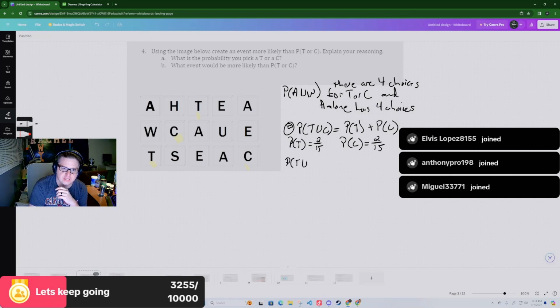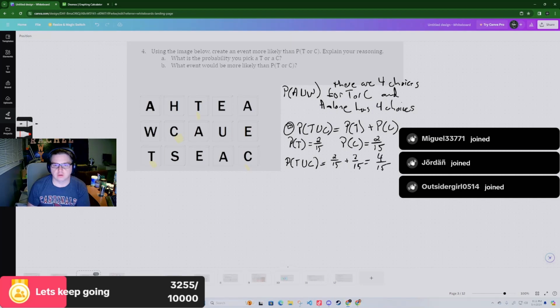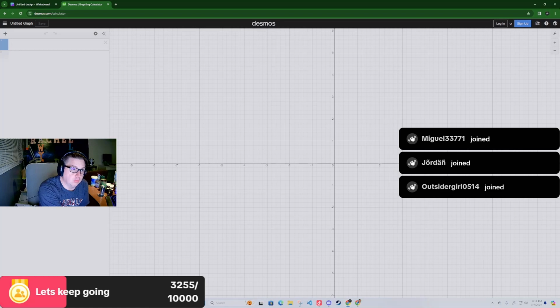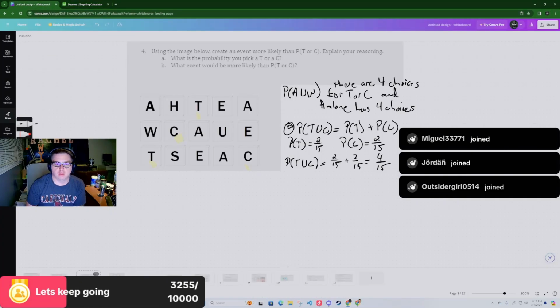Do the probability of T or C. And we're looking at 2 over 15 plus 2 over 15, which is 4 over 15. Now, this is one where I have no idea what the decimal is. It's 0.267. So this is going to be 0.267 times it by 100, move it 2 spots, and we get 26.7%. Sorry if that's off my phone screen.